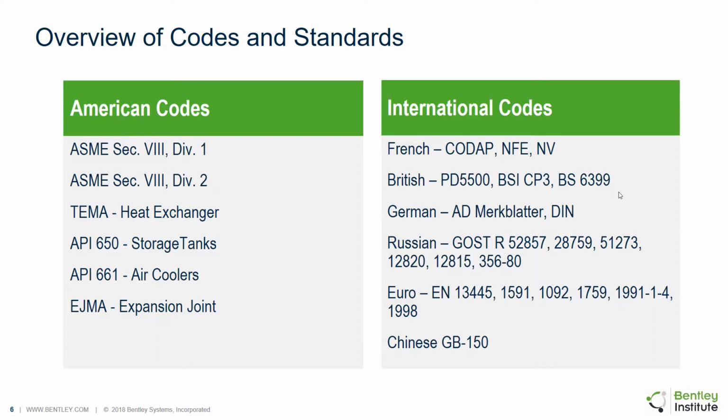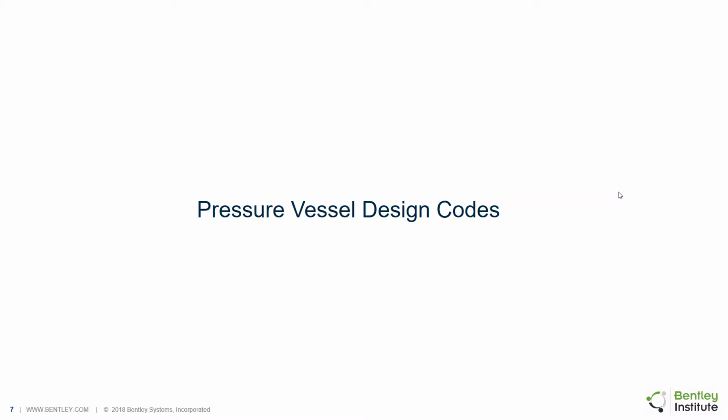AutoPIPE Vessel supports several American as well as international codes and standards. This topic will be the central theme of today's webinar. The American codes include ASME Section 8 Division 1 and 2, TEMA Standard for heat exchanger design, API 650 and API 661 for storage tanks and air cooler design respectively, and EJMA Standard for expansion joint design. The international codes include French CODAP, British PD 5500, German AD Merkblätter, Russian GOST, European EN 13445, and others, and the recently implemented Chinese GB 150 code. Let's look into more details.